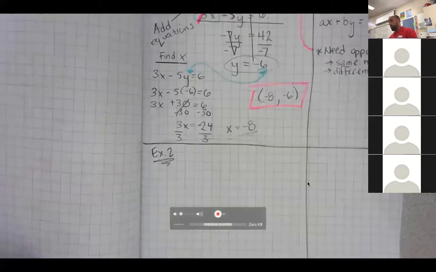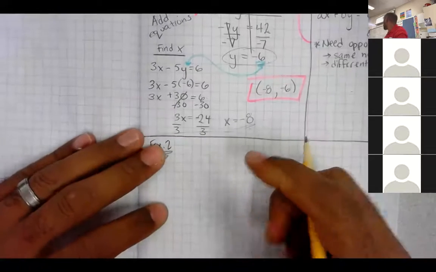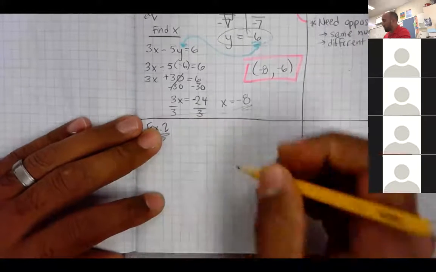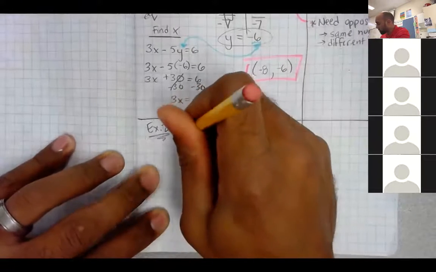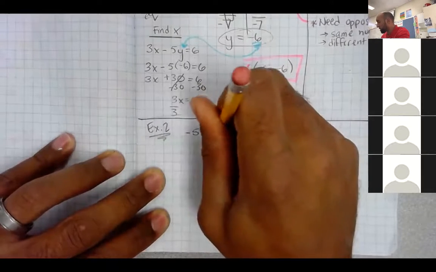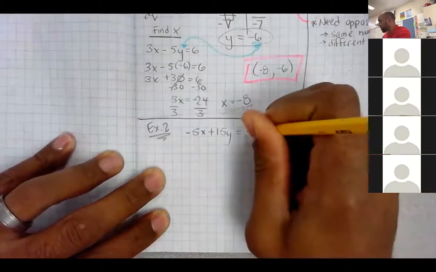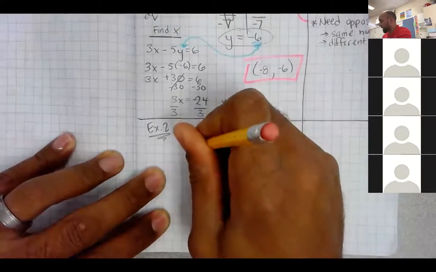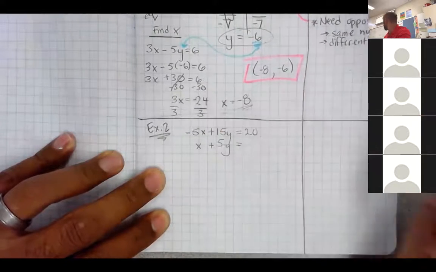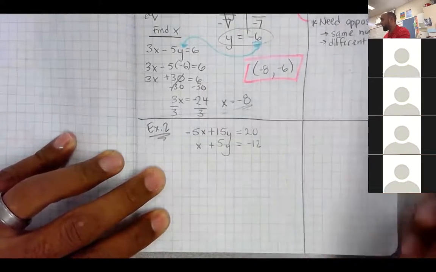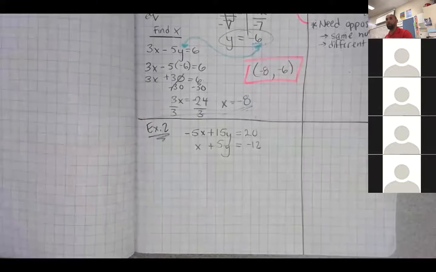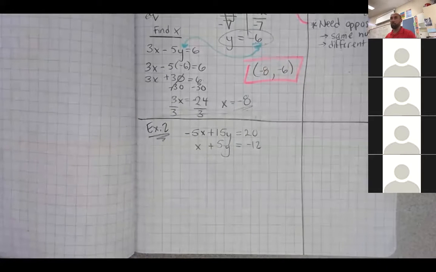Continuing. All right, so let's do the first one. We're going to do negative 5x plus 15y equals 20, and then x plus 5y equals negative 12. And again, all of these problems are always solving for an x and a y solution, so keep that in mind. Don't forget to check for the second solution, okay?